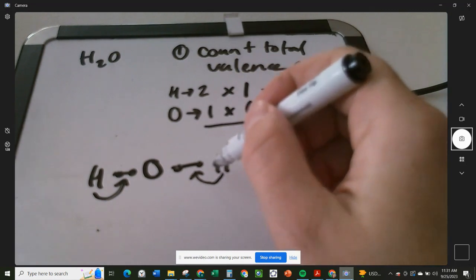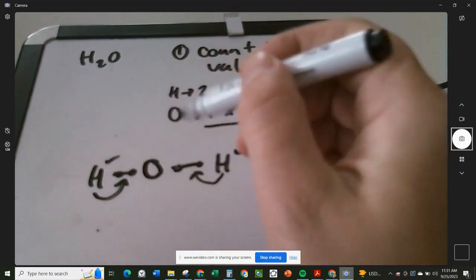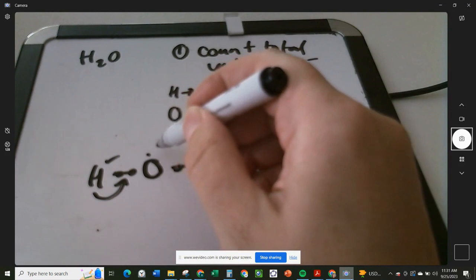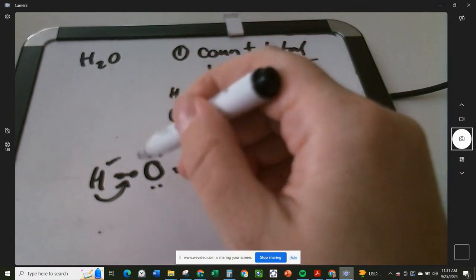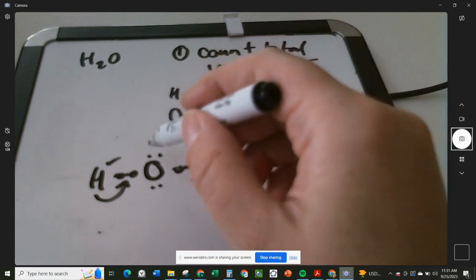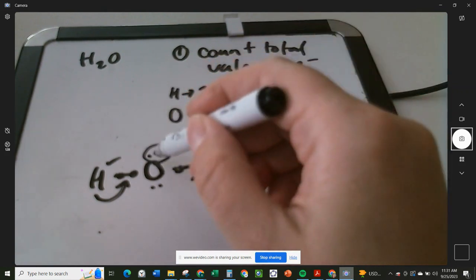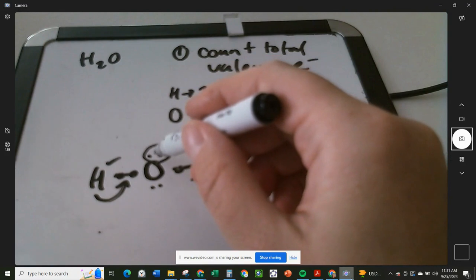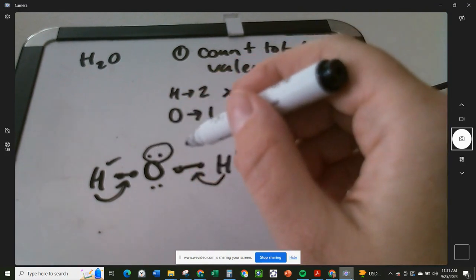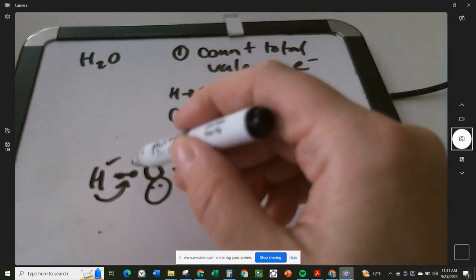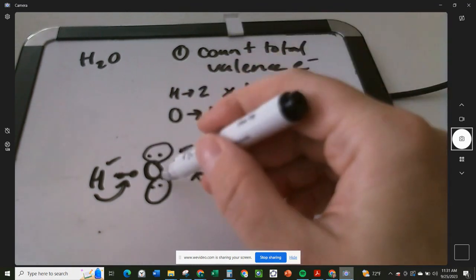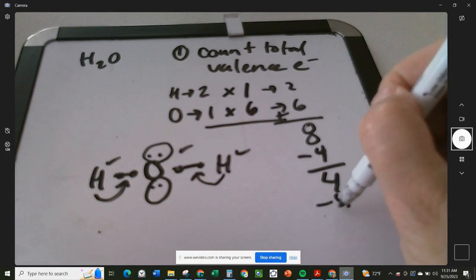So hydrogen only wants 2, so hydrogen is good. Okay, so the rest of these 4 electrons we're going to put on oxygen. And then, if we count up the electrons around the oxygen, now we have 2 in what is called a lone pair. If we have 2 electrons by themselves not participating in a bond, that's a lone pair. 2, 4, 6, 8. So now oxygen is happy, and we've used 4 more electrons.